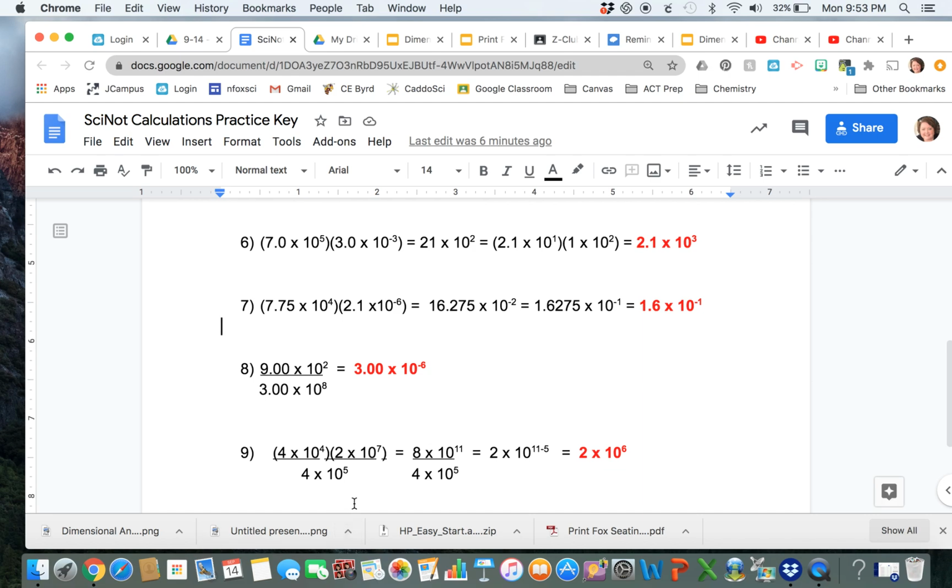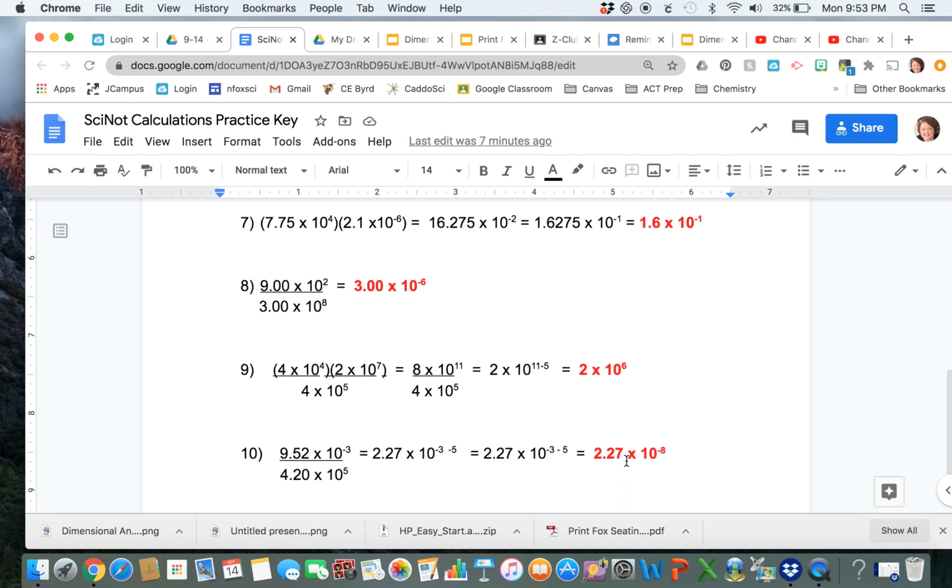Number 9. This one is multiplication and division. So first do the multiplication, order of operations. Multiply 4 times 2 and you get 8. Add 4 plus 7 and you get 11. Now, you've got 8 times 10 to the 11th over 4 times 10 to the 5th. Divide 8 by 4 and you get 2. 11 minus 5 and you get 6. 2 times 10 to the 6th.